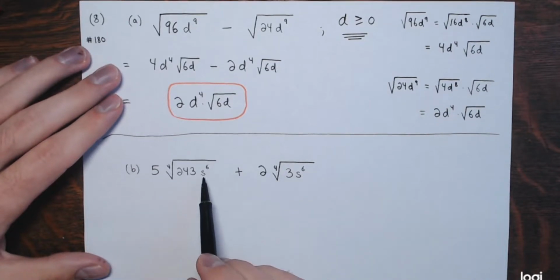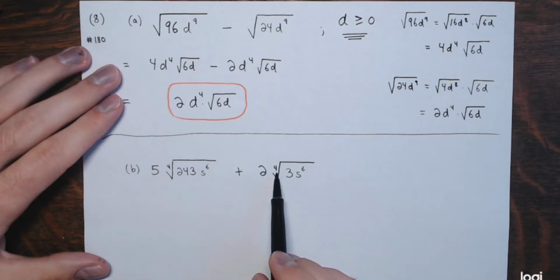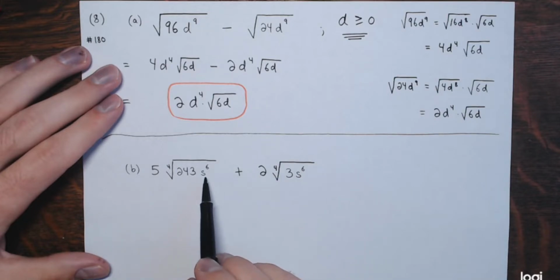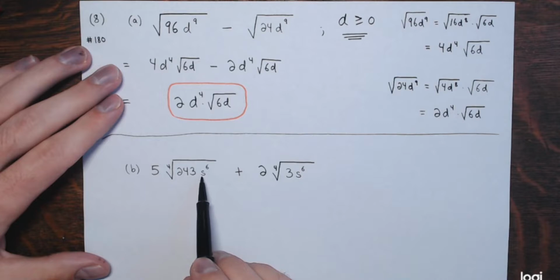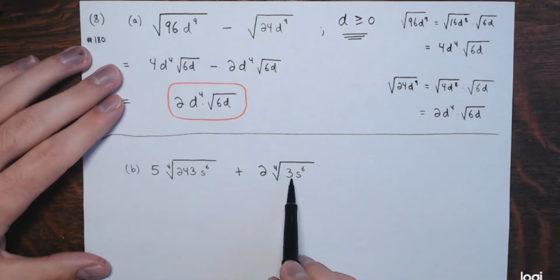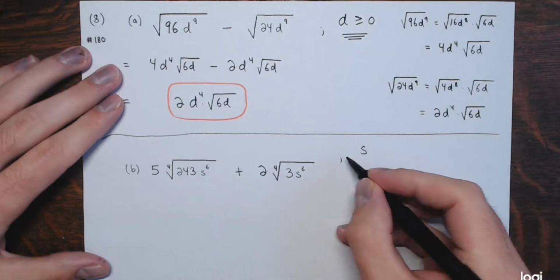In part B, yes, there are even roots, fourth roots. But look at the expressions inside, the radicands. You have 243 times s to the 6th. That's an even power. So this will never be negative for any real number value of s. Same thing with this one, 3s to the 6th. Those will never be negative, right? So s, in this case, can be any real number.